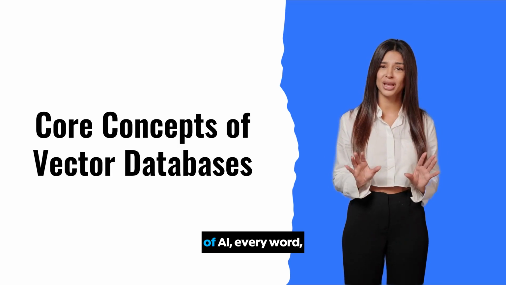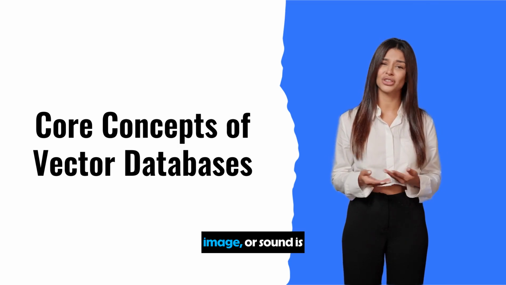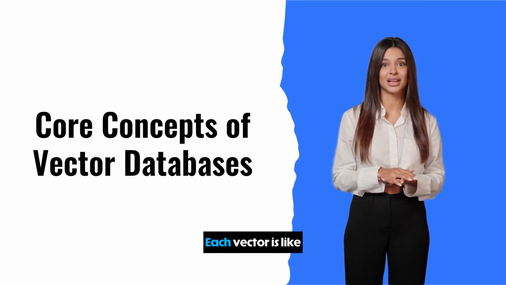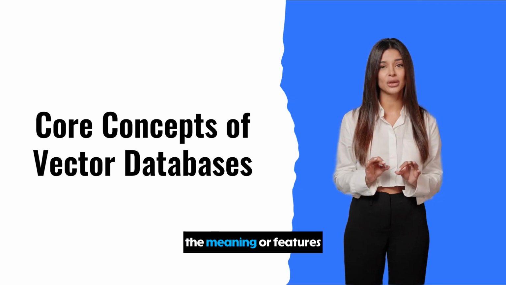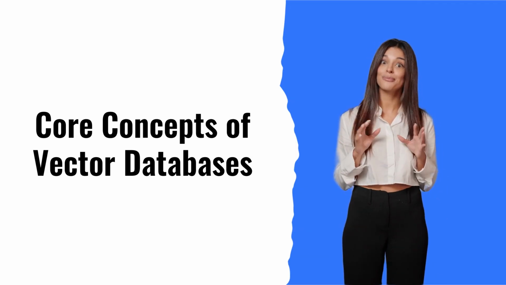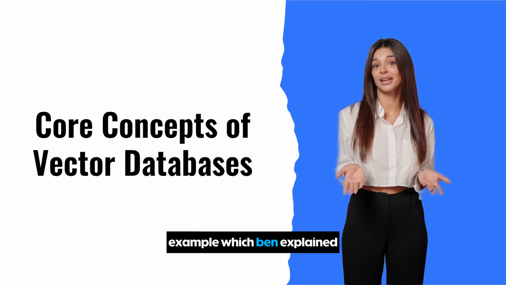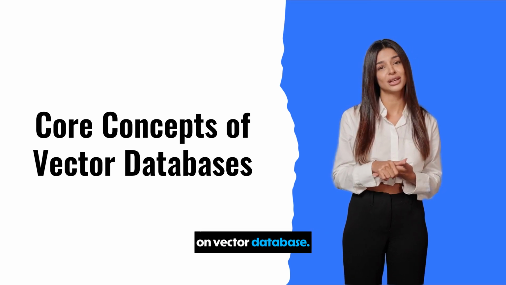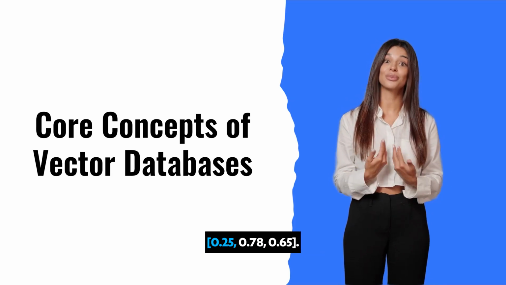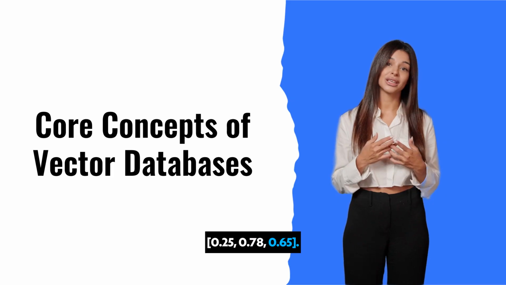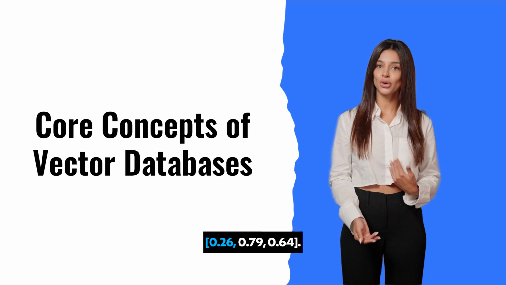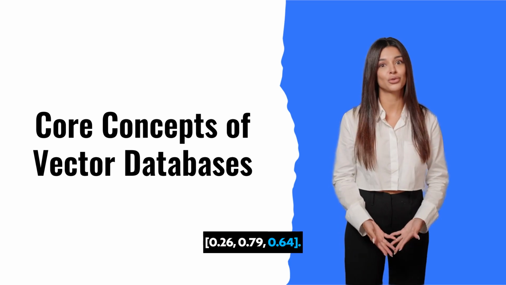So, in the world of AI, every word, image, or sound is converted into a list of numbers called a vector. Each vector is like a map that describes the meaning or features of that object in a multi-dimensional space. Here's an example. Let's take the same example which Ben explained in our previous video on vector database. Let's say the word king is represented by 0.25, 0.78, 0.65. And queen might be 0.26, 0.79, 0.64.